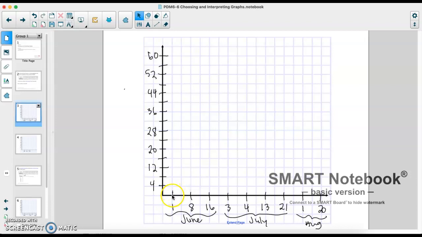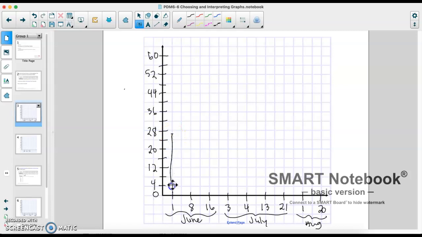I think the first way that we can do this is just a bar for each of these days. And so I picked a scale of intervals of 4. My scale starts at 0, and then it goes up by 4s and stops at 60 because that's just past the highest value. And so here's June the 1st, and the number of whales is 27, so that's right here.